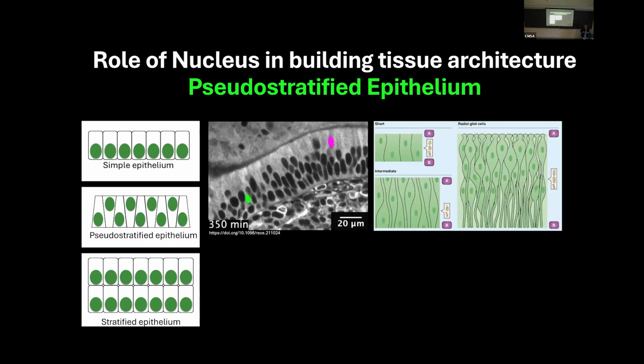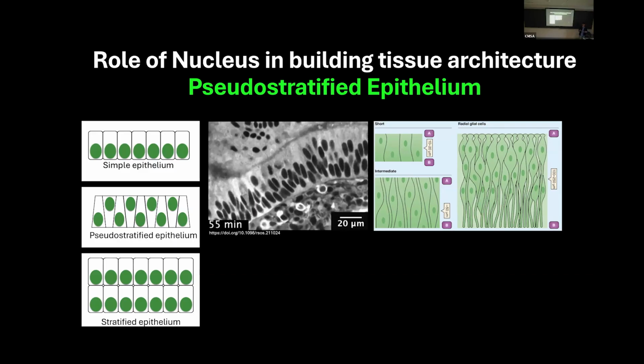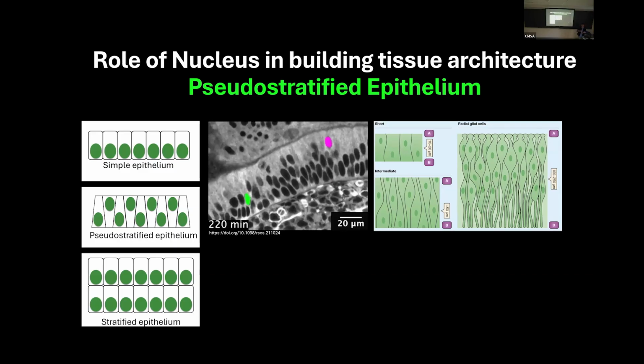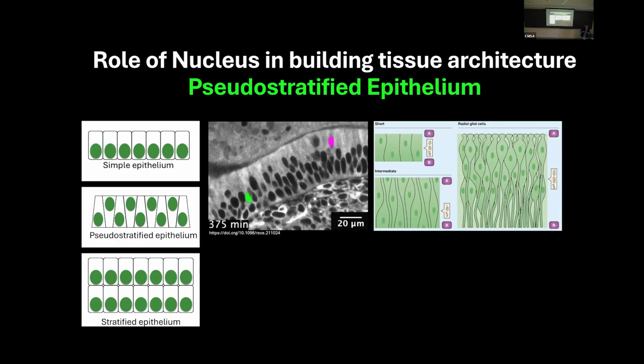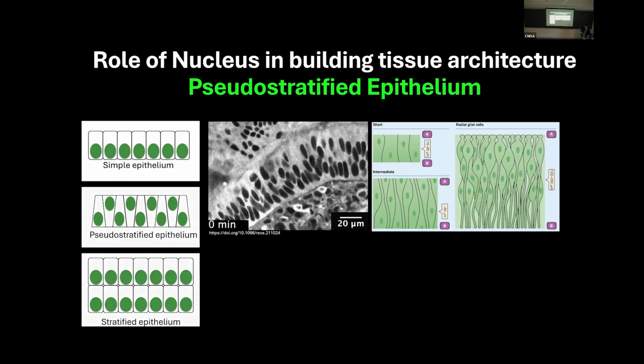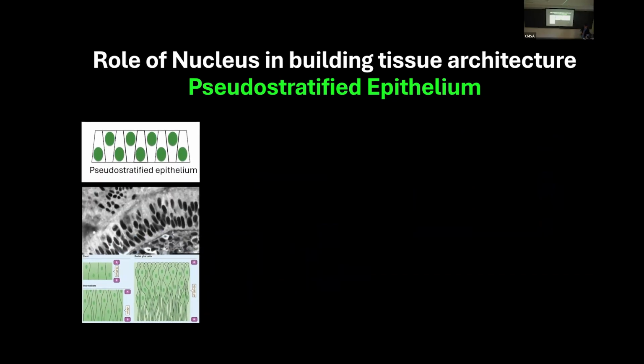And when you increase the number of nuclear layers in a pseudostratified epithelium, you're basically adding more and more cells, and you're increasing the storage capacity of the tissue. And there is some correlation between the position of the nuclei and the cell division, cell cycle stage.